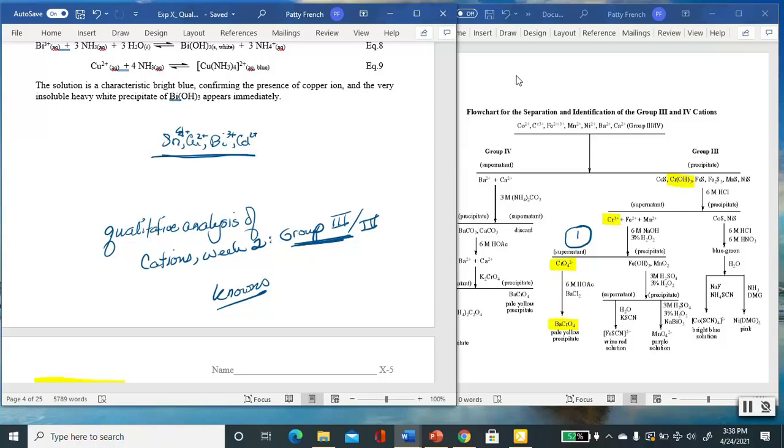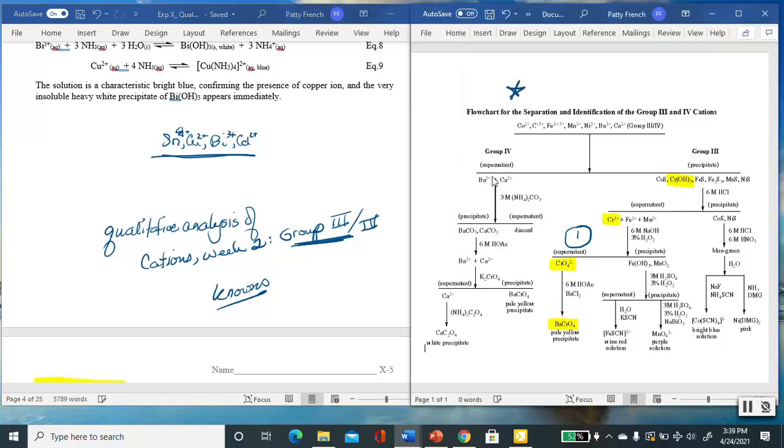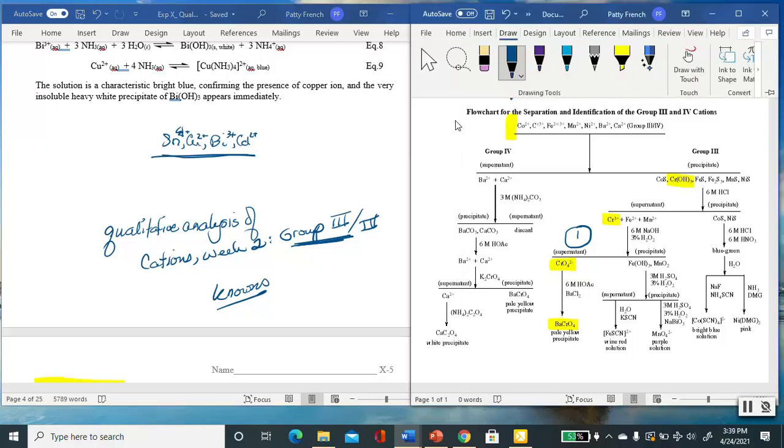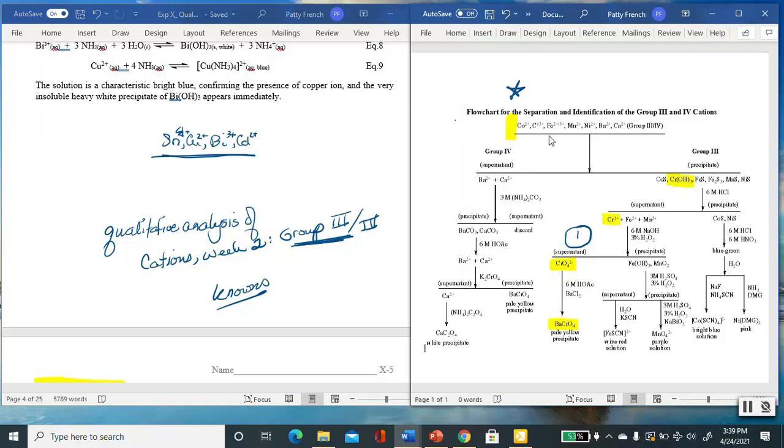So over here, if you look at the flow chart, you'll see that we have all of our group 3-4 cations right here: cobalt and chromium and iron 2 or 3 plus, and manganese, nickel, and then the group 4 is barium and calcium. First thing we're going to do is make this a little bit basic.